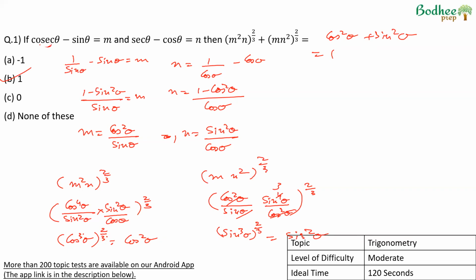Moderate level of difficulty. The 2 by 3 might be a little off-putting. But apart from that, not a very difficult question, about 2 minutes to solve.